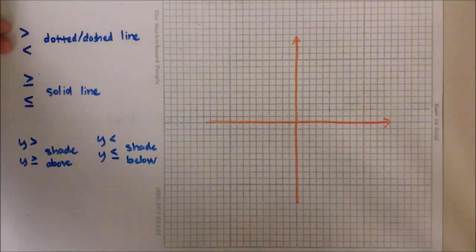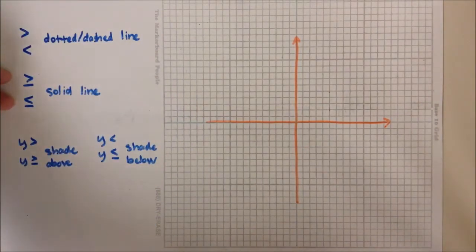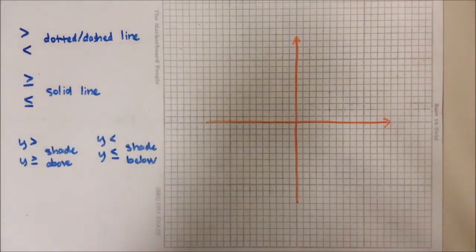When you have the inequality signs greater than and less than, it will be a dotted or dashed line. When you have these two inequality signs, greater than or equal and less than or equal, it will be a solid line.